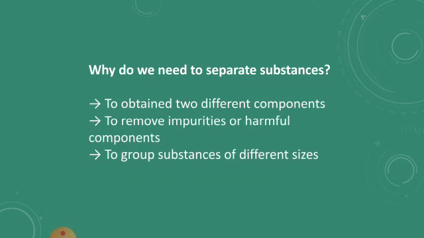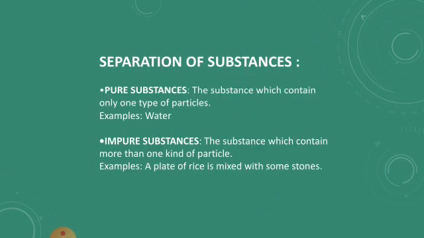So why do we need to separate substances? To obtain two different components, to remove impurities or harmful components, to group substances of different sizes, to separate the substances.